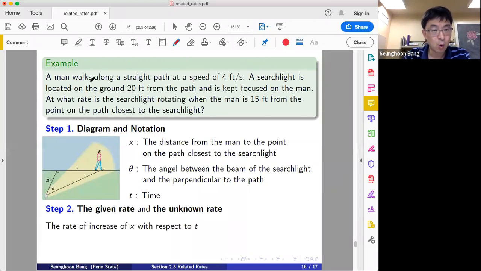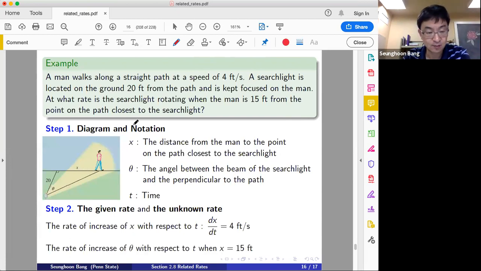This man walks along a straight path at a speed of 4 feet per second. We need the rate of change of x with respect to time t. We have dx/dt equals 4 feet per second. This is positive because length x is increasing.